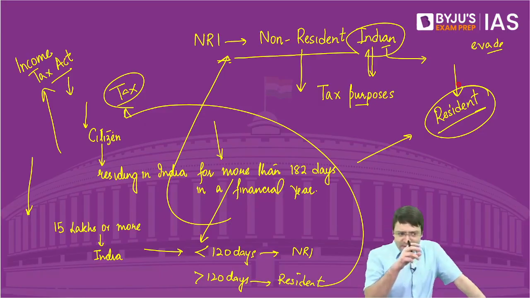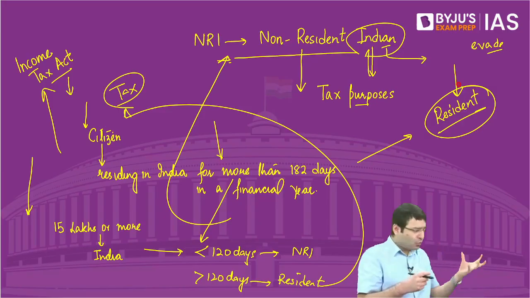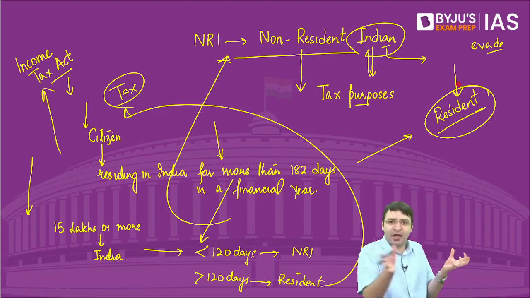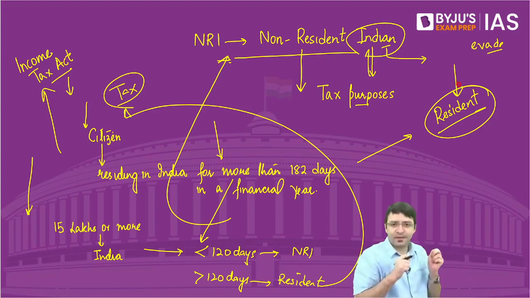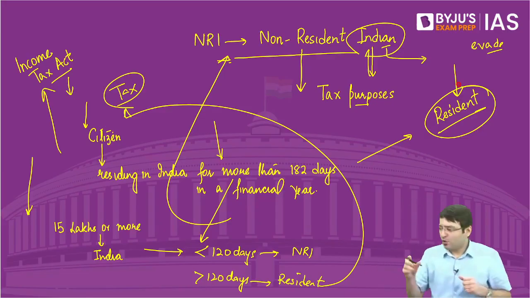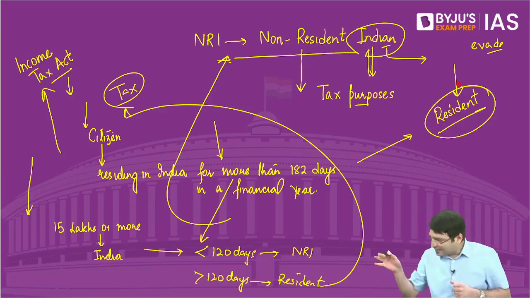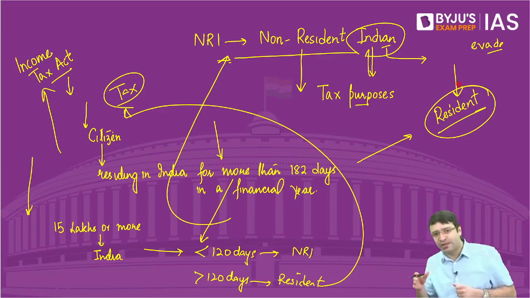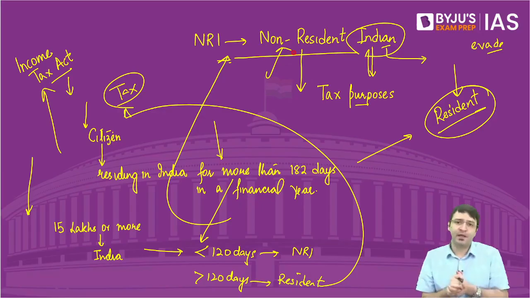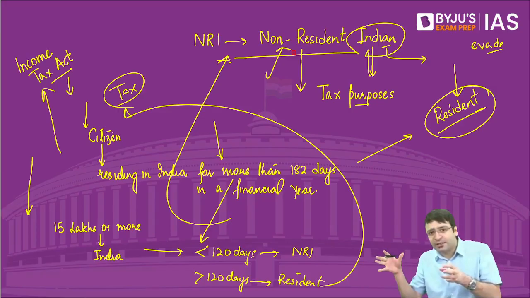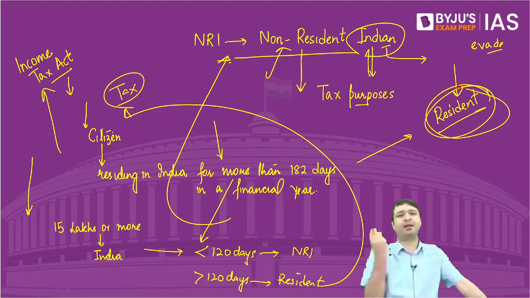But then the government realized that there are wealthy individuals who generate income from India, who have businesses and factories in India. They generate income from India, but they plan their travel in such a manner that they reside in India for less than 182 days, because then they evade taxes. They don't have to pay tax here. It is for this reason that the government said, now those individuals whose income from India is more than 15 lakhs in a financial year, if such individuals reside in India for less than 120 days, they become NRIs. They don't have to pay tax in India. But those who generate income of 15 lakhs from India and stay in India for more than 120 days become a resident of India and they have to pay tax in India.